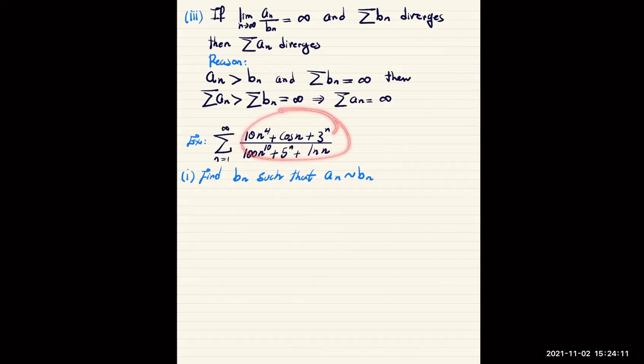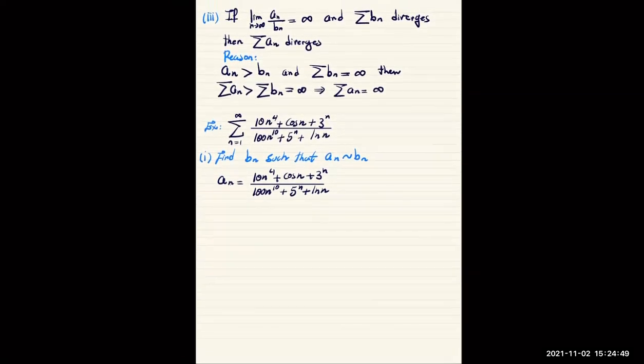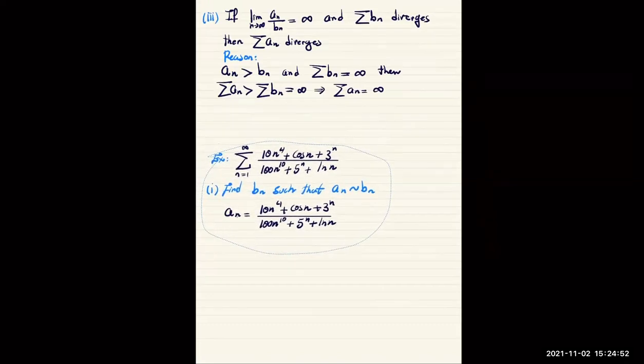This is our sequence a sub n. I'm going to copy that down. Okay, this is the easiest part. All you have to do is take the term that dominates on top and the term that dominates in the bottom. And you want to go with the order of functions that we were talking about yesterday, the order of dominance.